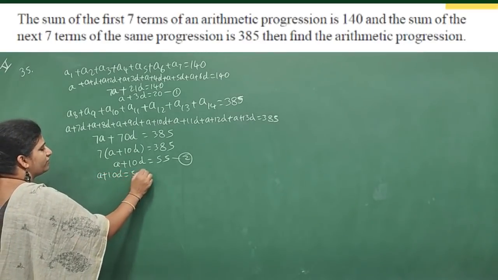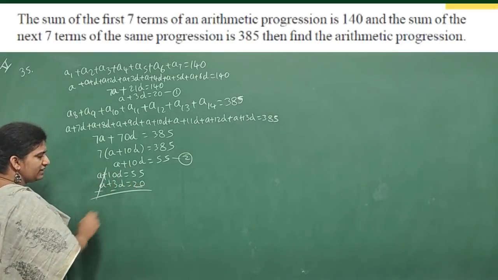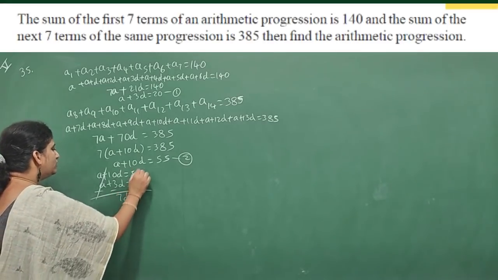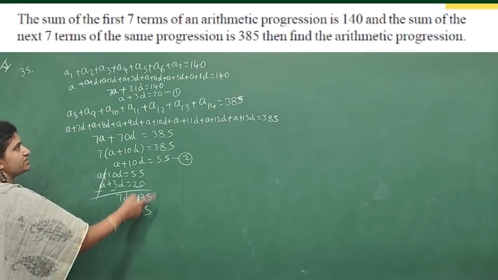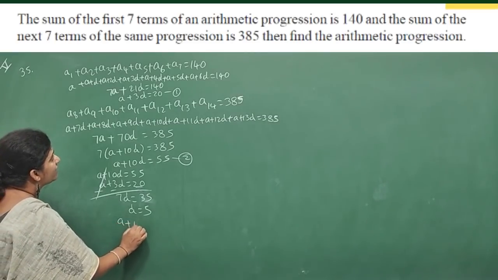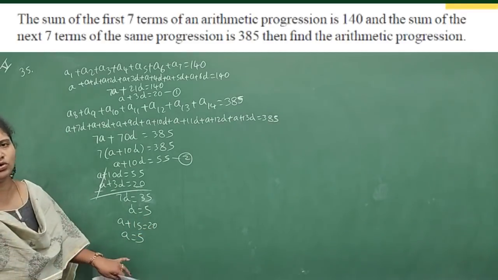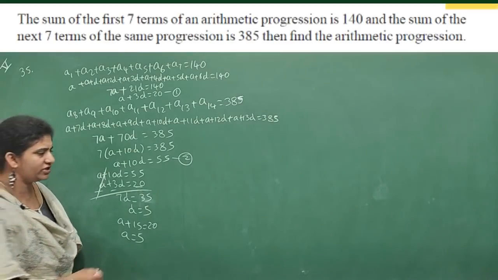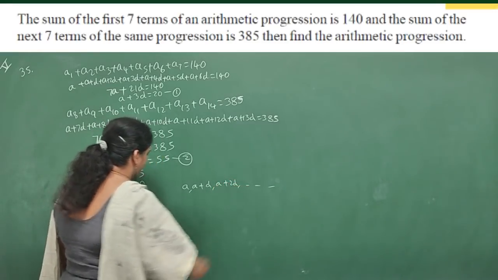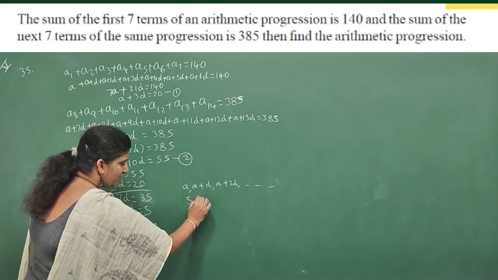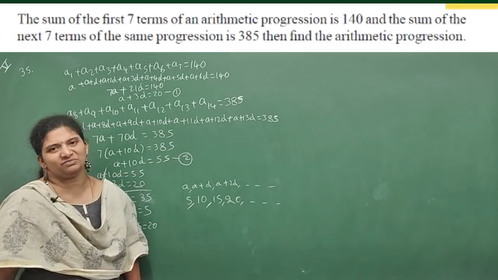Now solve these two equations. A plus 10D is equal to 55. A plus 3D is equal to 20. Subtract, A cancels. 7D is equal to 55 minus 20, which will be 35. D is equal to 5. Substitute this 5 in the first equation. A plus 5 3s are 15 equal to 20. A is equal to 20 minus 15, it will be 5. You know A and D. You can write the arithmetic progression. That is A, A plus D, A plus 2D, and so on. So now 5 plus 5 will be 10. 10 plus 5 will be 15. 20, and so on is your arithmetic progression.